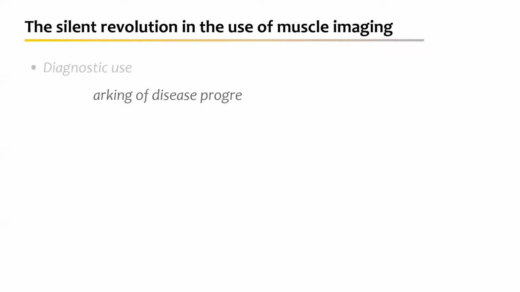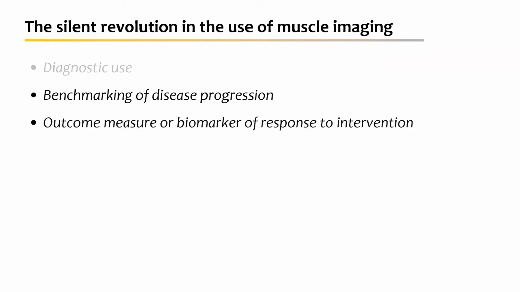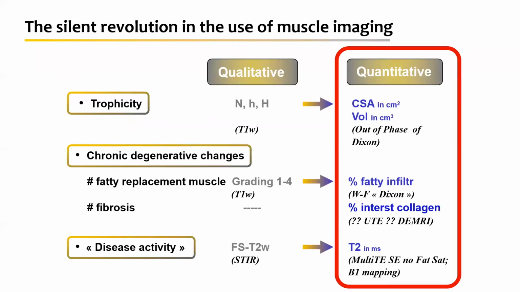Now, what is developing fast is the use of imaging to really document and benchmark the disease progression, with the idea of using imaging as a non-invasive biomarker of the muscle response to intervention. And it's going to be a major step in the direction of precision medicine. If you think about these applications, this is exclusively the field of quantitative imaging. So instead of looking at the images and giving an impression or semi-quantitative grading, here we absolutely need figures.